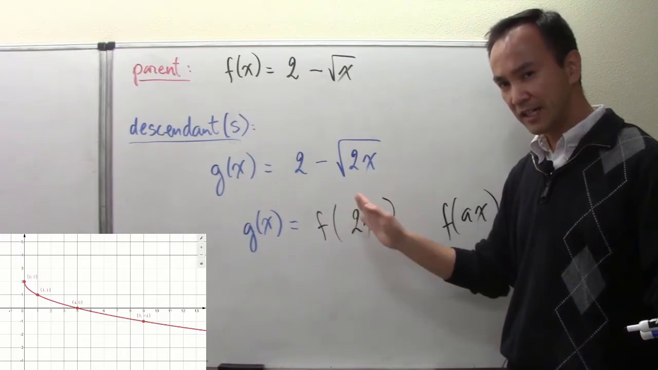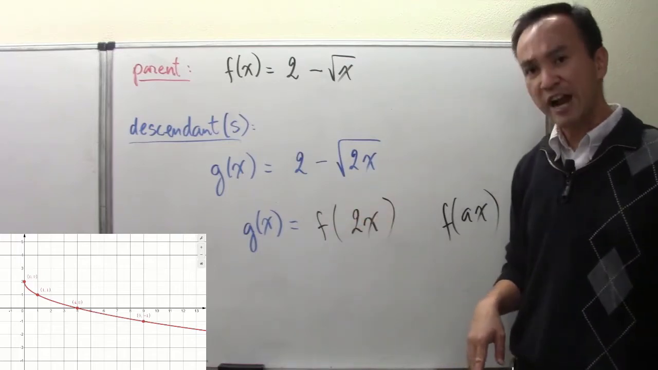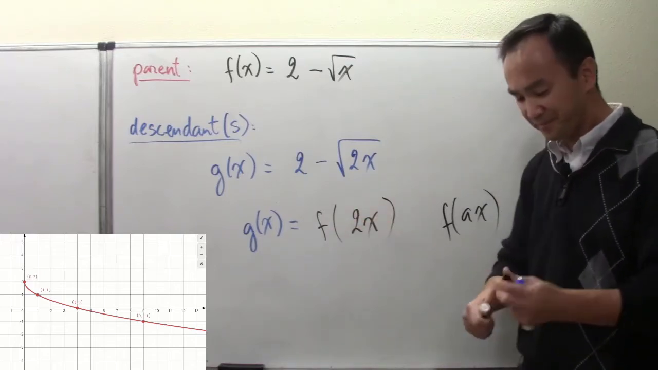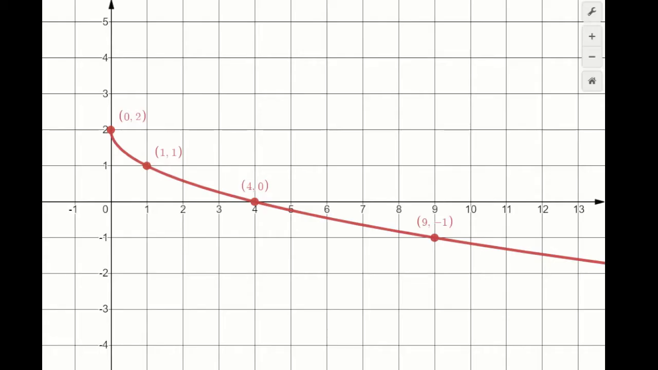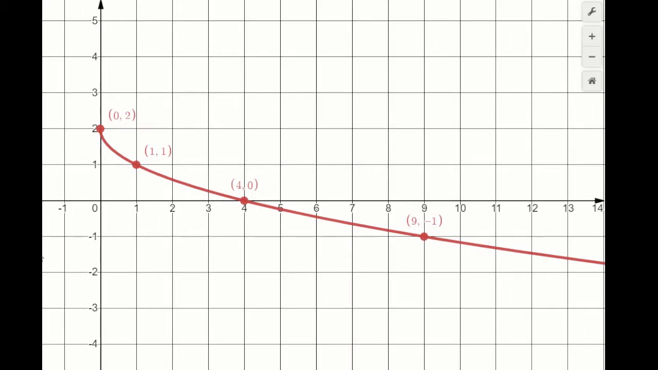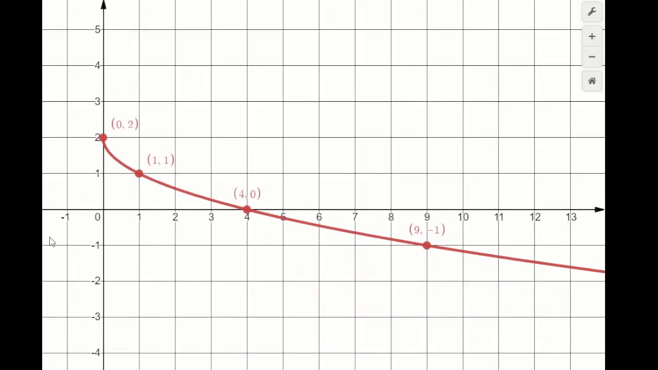All right, so now let's investigate the graph right here. Let's investigate the graph. All right, so now I'm going to turn into full view screen right here. And now I'm going to adjust the viewing window a little bit. All right, and so now this is the graph. The blue graph right here is the graph of our g of x function right here, the descendant function.